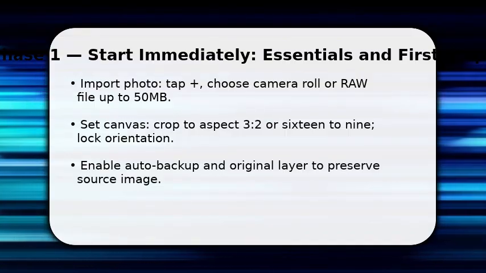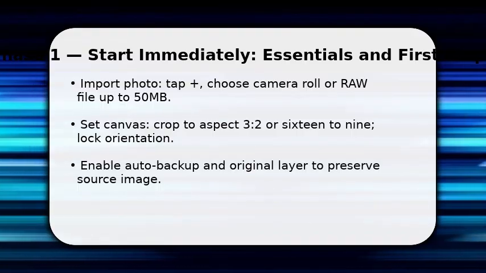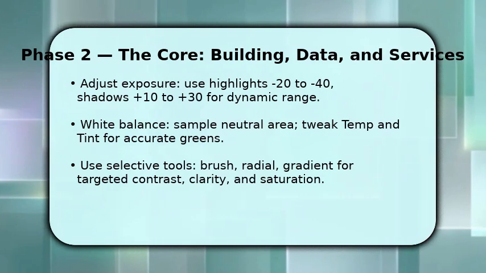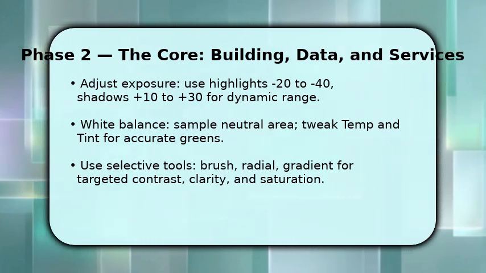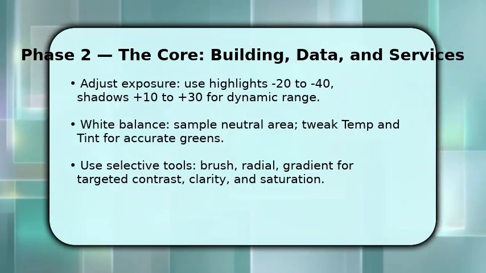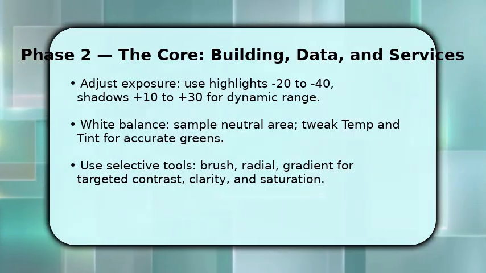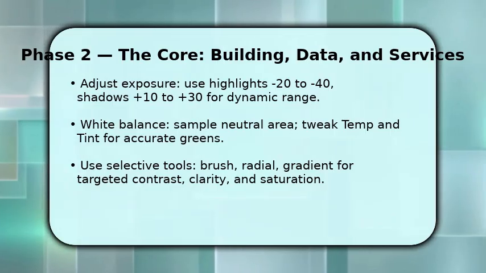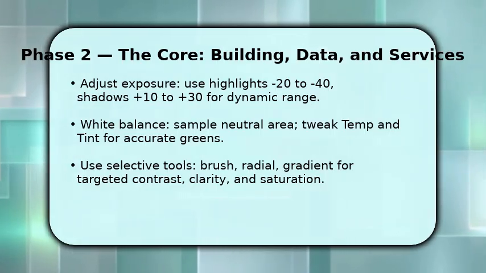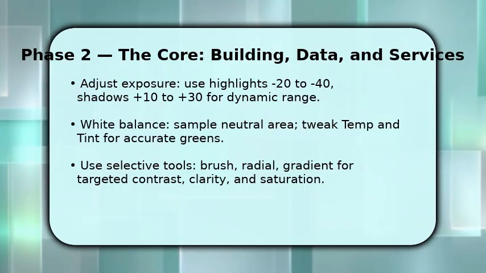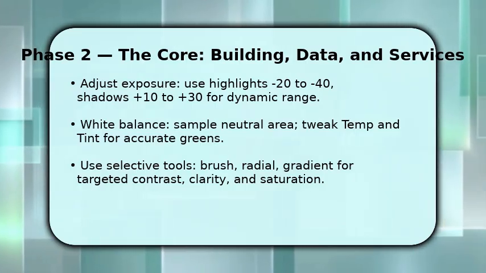Now, create a duplicate working layer and name it, so you have a safe version while you apply adjustments and selective edits. Next, you refine exposure and color to bring out depth. Start with highlights and shadows. Pull highlights down around 20 to 40 and lift shadows by 10 to 30 to recover detail. Then set white balance by sampling a neutral area, adjusting temperature and tint so greens and sky read natural.